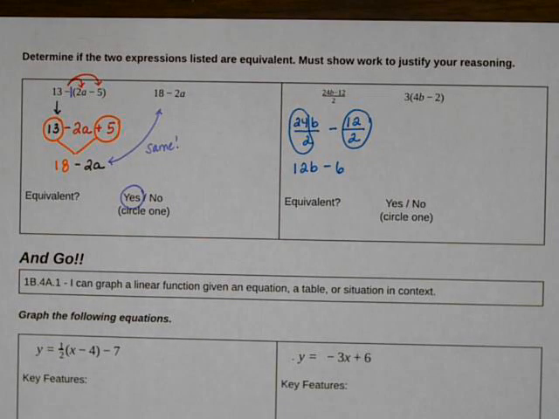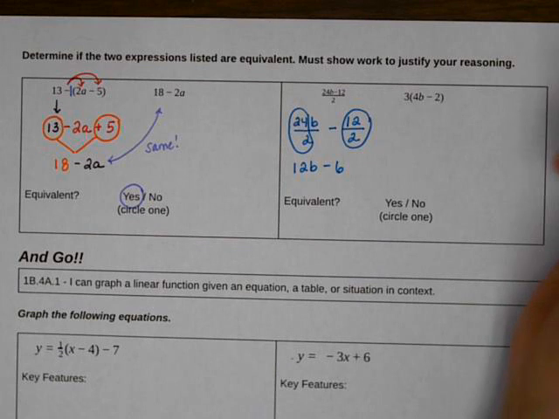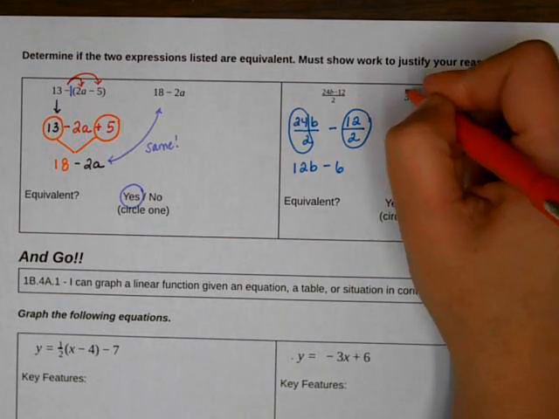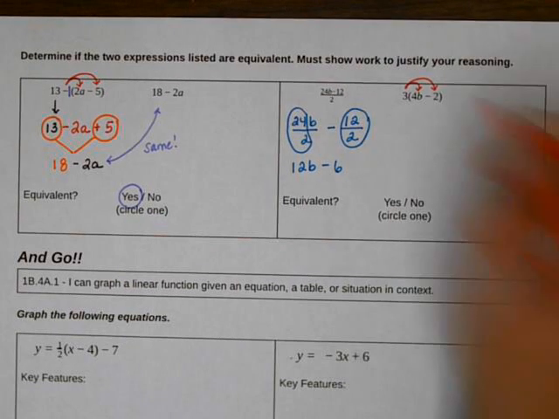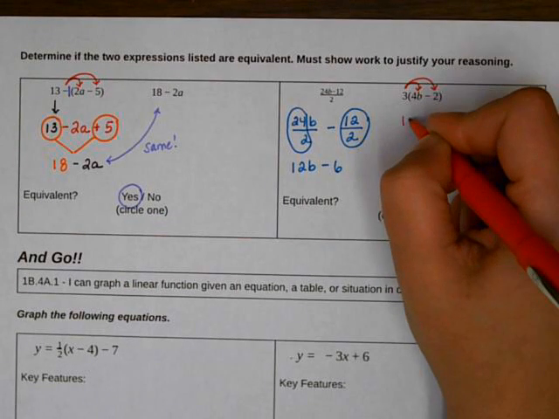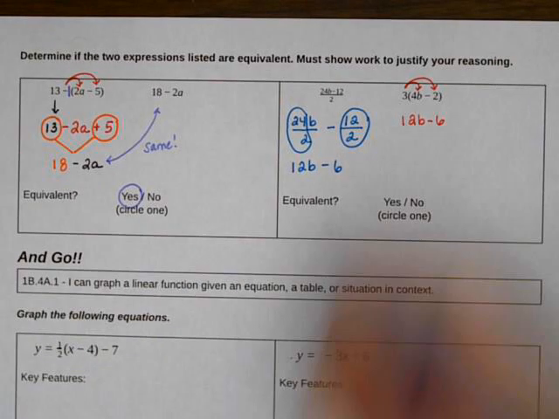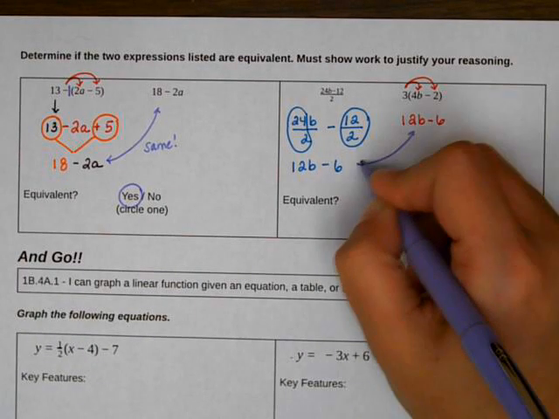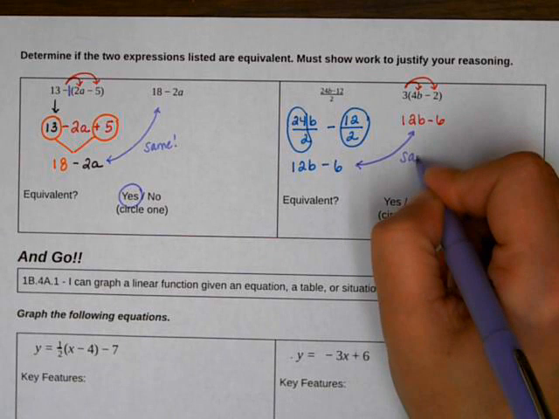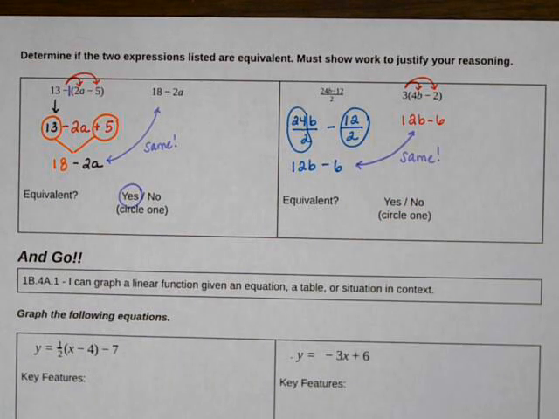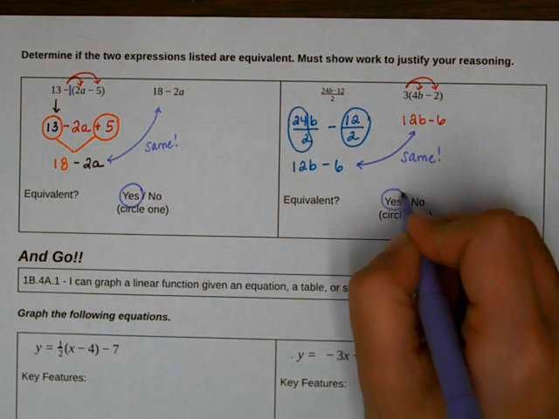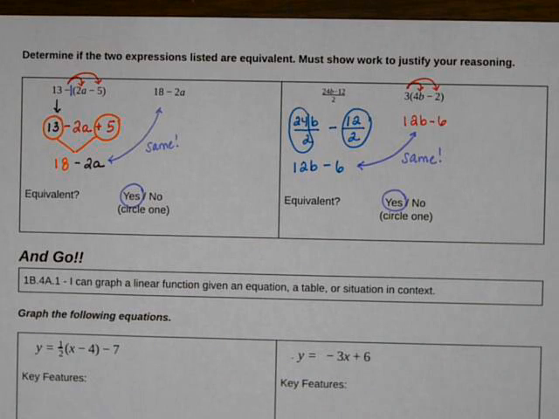Another thing I'm going to do now is simplify the second expression. I'm noticing that there's a possibility to distribute here. It seems like a good strategy to use. When I distribute, I get 12b minus 6. Now that I've simplified, it's become obvious that these two expressions are the same. So yes, they are equivalent.